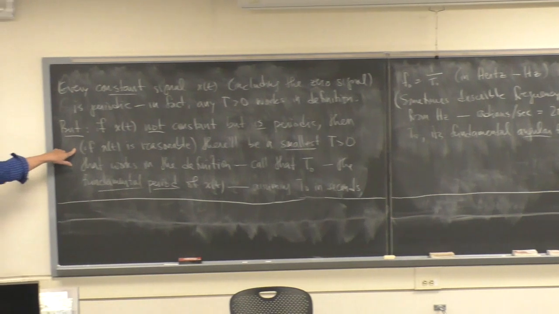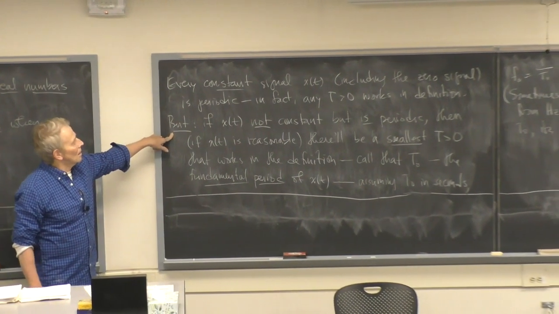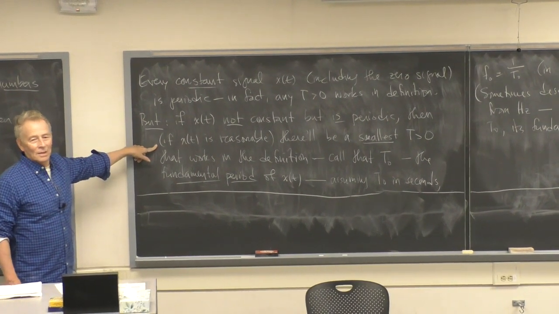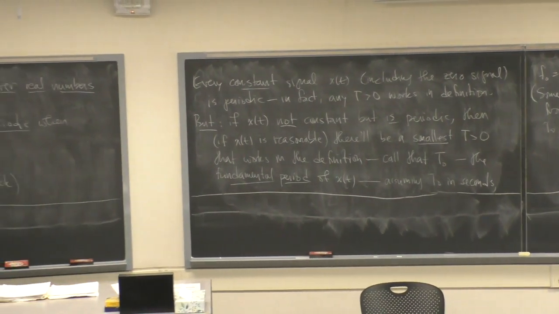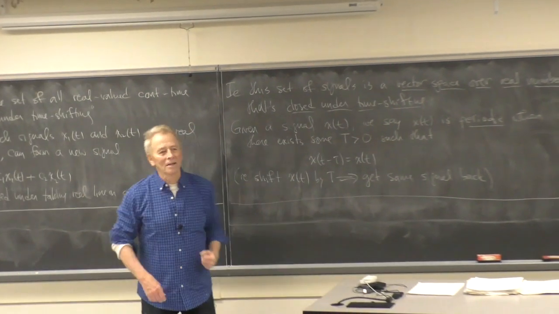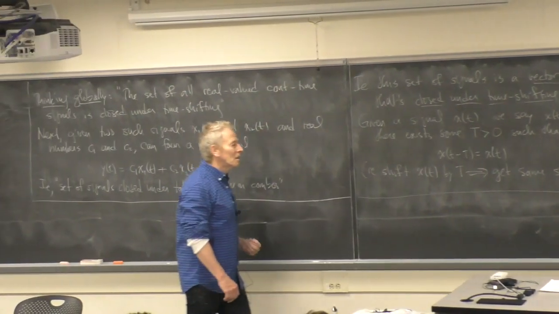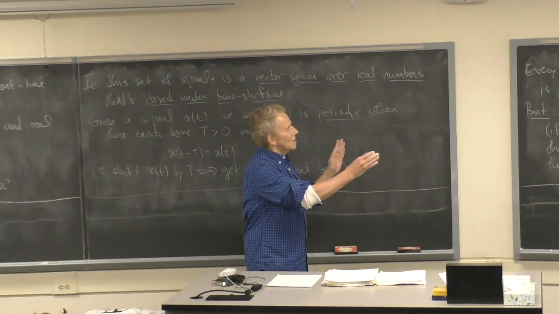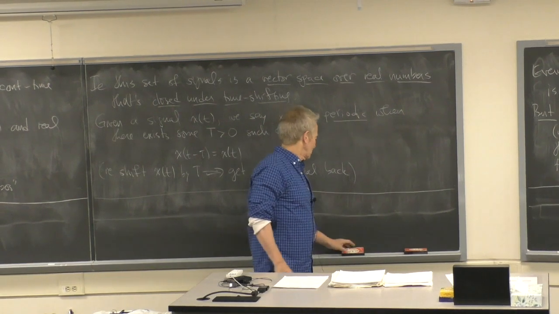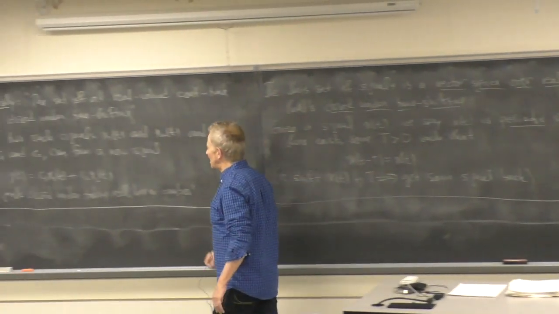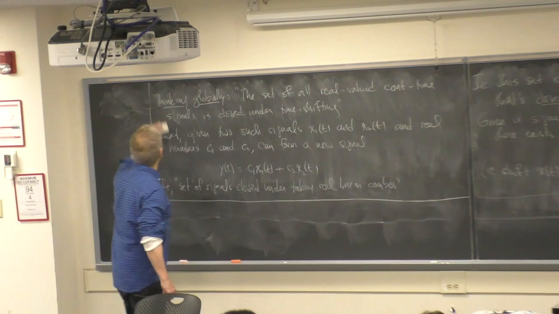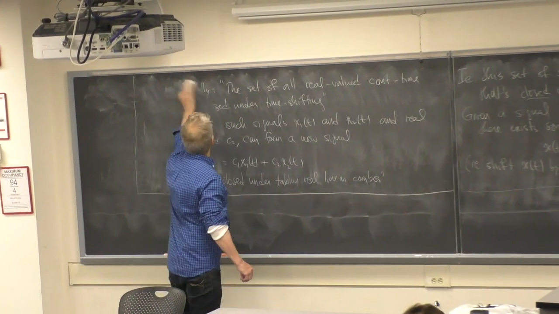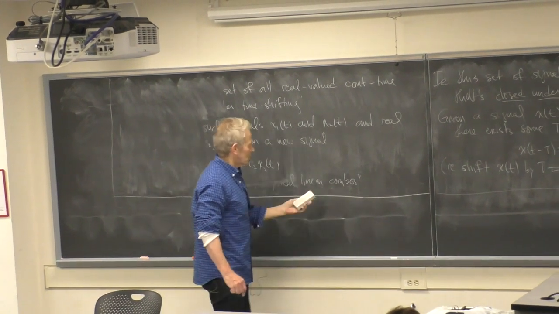OK, now let me just back up here. Remember I said if x of t is not constant but is periodic, it has a fundamental period, provided it's reasonable. What's an unreasonable signal? What's a non-constant periodic signal that has no fundamental period? What does it mean to have no fundamental period? It means that it has arbitrarily small periods, if every t in the definition of periodic is a period of x of t. So that's a piece of terminology.